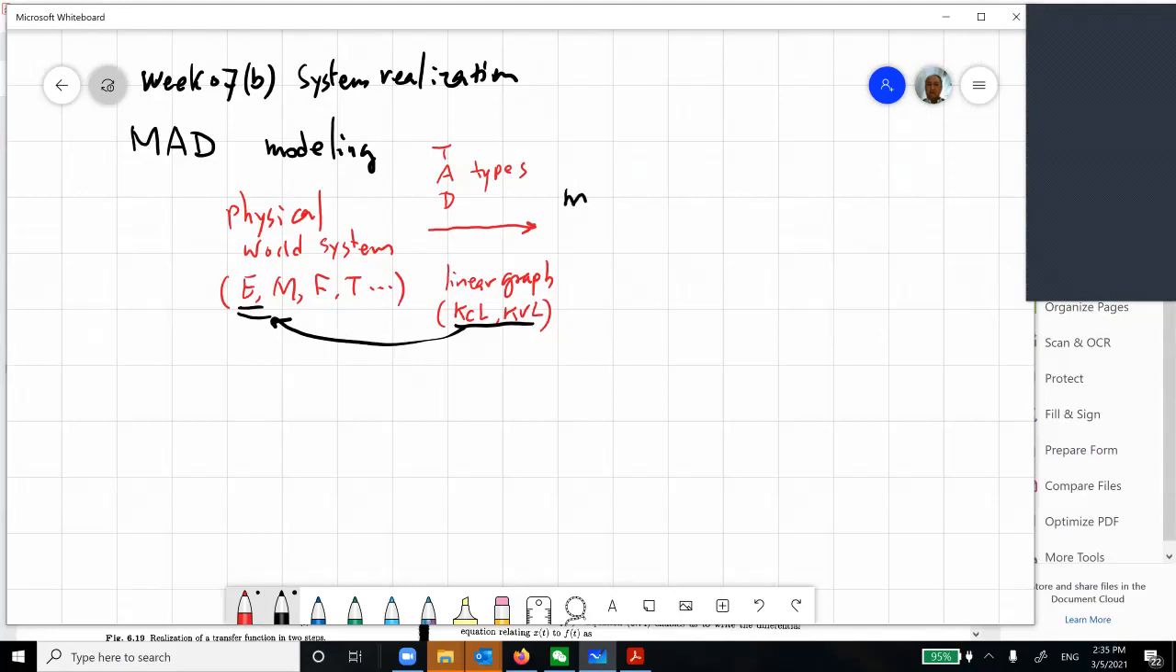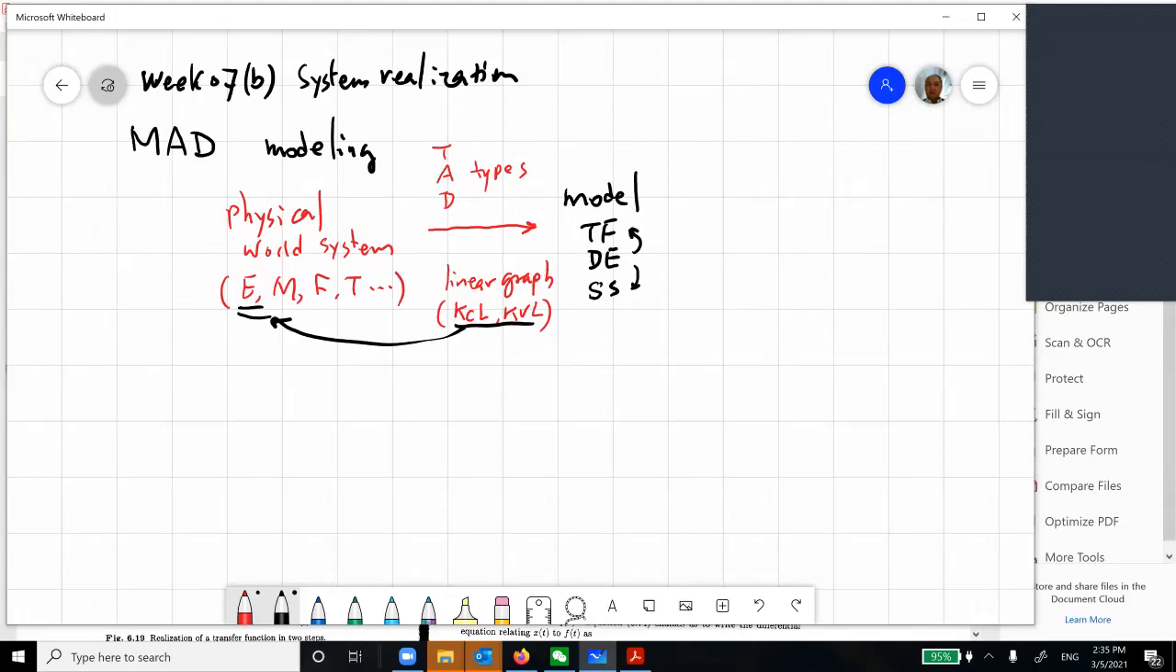This model can be a transfer function or a differential equation. If you have a differential equation, you can make a transfer function. You also can have a state space representation. The state space is a special type of differential equation that has only order 1, a first order system, but in vector form. That is the model.